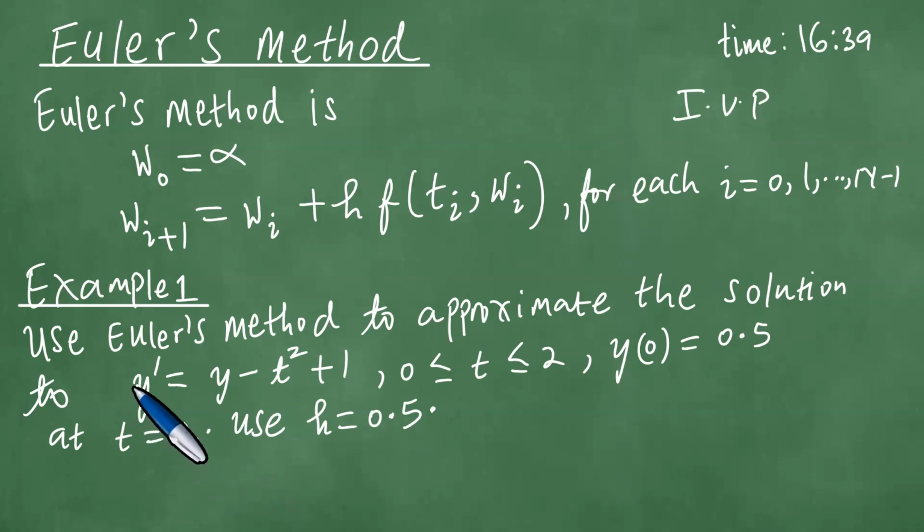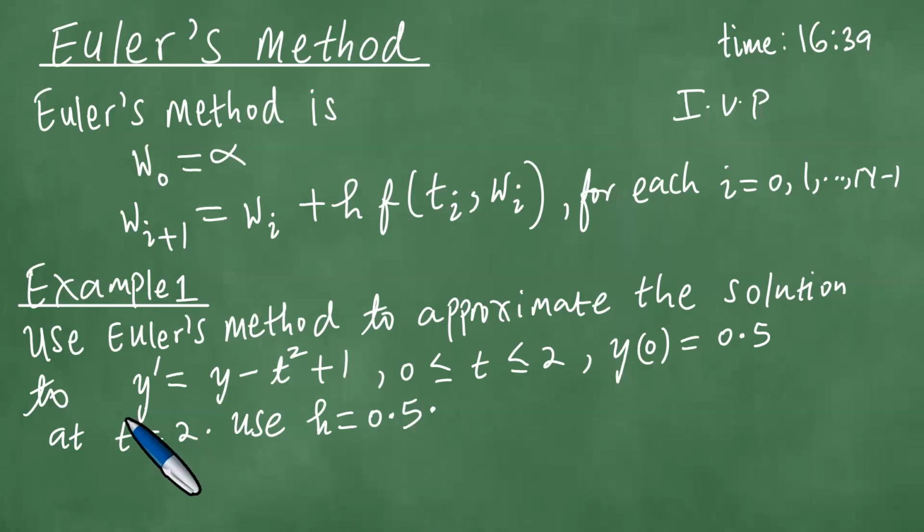I chose y and t here, but it can be any variable. Use Euler's method to approximate the solution to y prime equals y minus t squared plus 1, where t lies between 0 and 2 inclusive, and y at 0 is 0.5. At t equals 2, use h equals 0.5. So this is what we have, and we need to solve this problem.